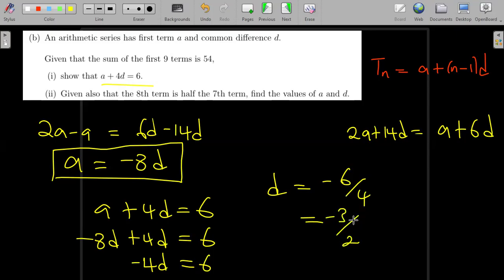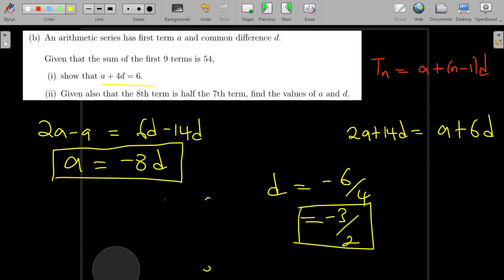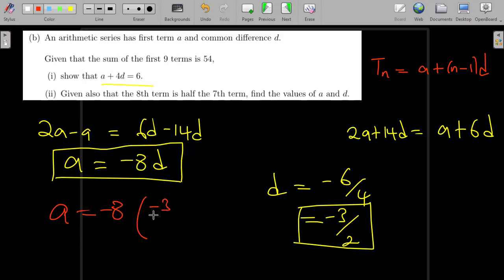Divide this one by 2 to be minus 2. So our d is just minus 3 over 2. All right, so since we have the value of d, we can find the value of a. So a will just be equal to minus 8, and then d is minus 3 over 2. Okay, so we can divide this 2 into this 8. We're going to get minus 4 multiplied by minus 3, which will just be 12. So a there is 12. So we're done with this question.